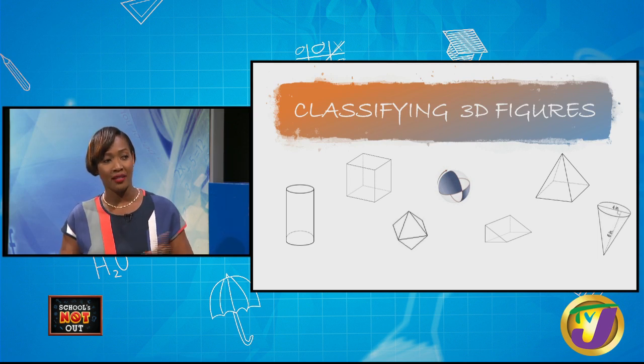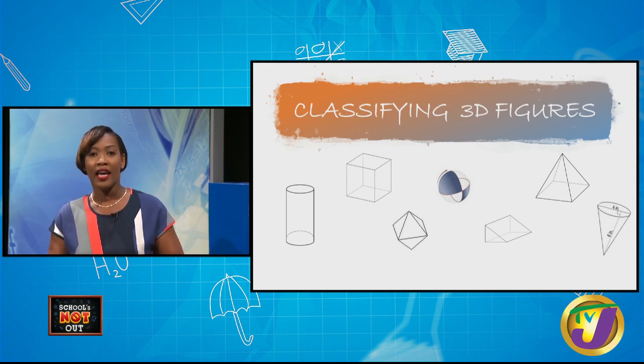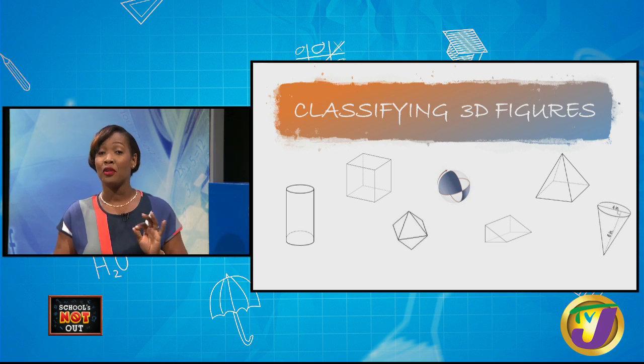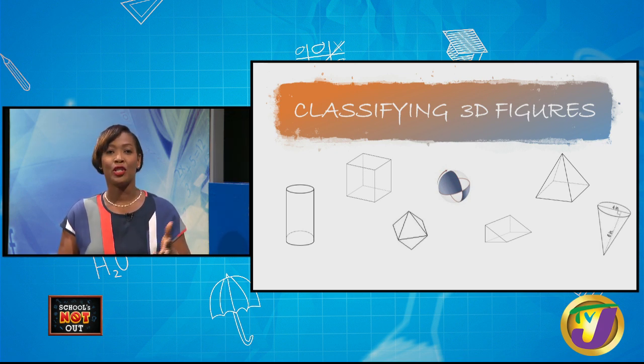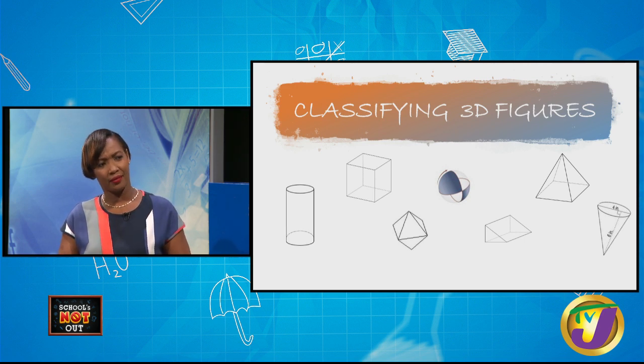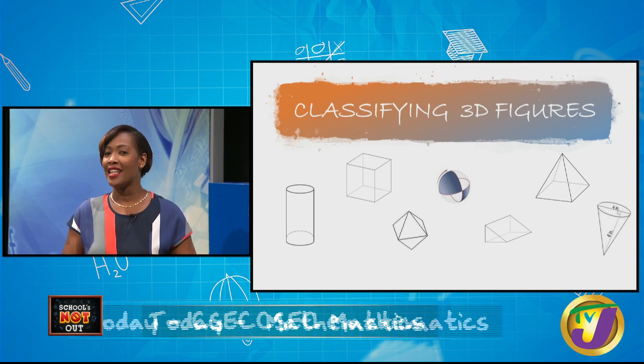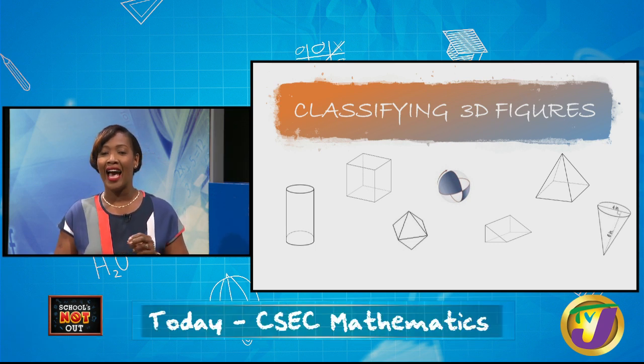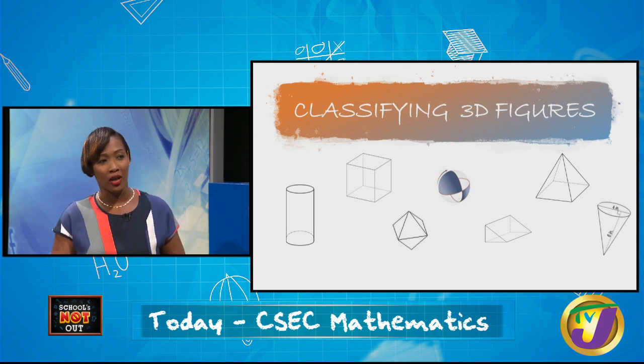Classifying 3D figures, which are solids. If you were to place these solids into two groups, what would these groups be? Great. If you said polyhedron and non-polyhedron, well done. Let's look at what a polyhedron is.